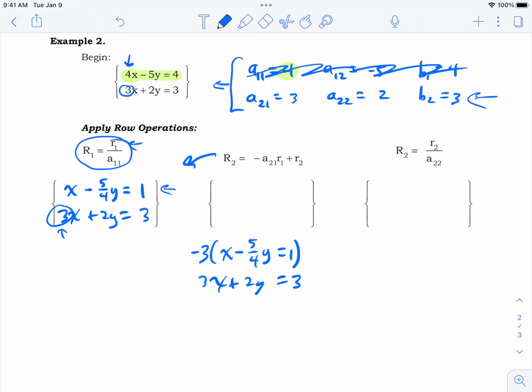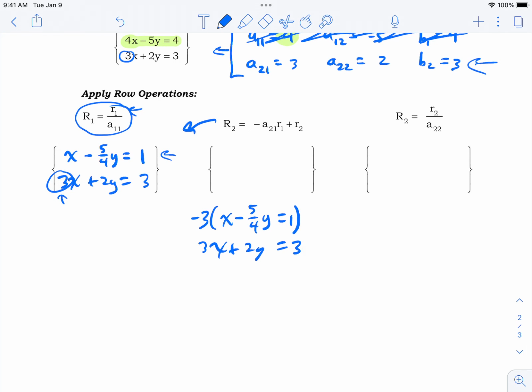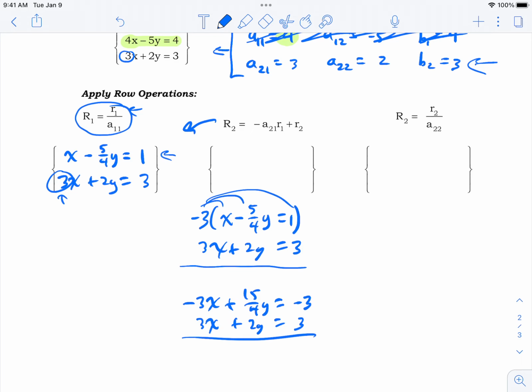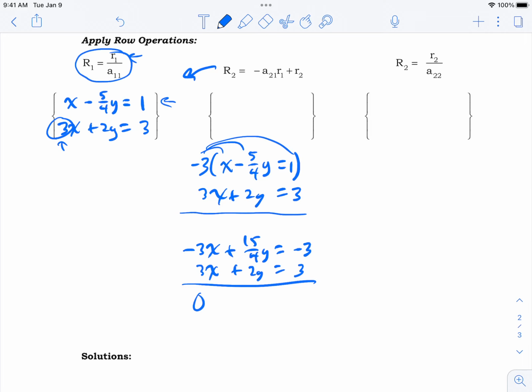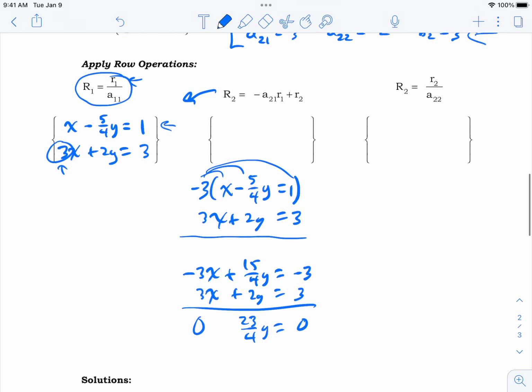So I don't think I want to do this in my head, so let's write it down here. Negative 3x. I'm just distributing here. Plus 15/4 y equals, and then negative 3 times 1 is negative 3. Underneath, tuck that other equation. Oh, this is fun. So those go away, right? 15/4, 2 is the same as 8/4. So you're getting 23/4 y, and then this is nice, it equals 0. That was awfully sporting of whoever set this problem up.